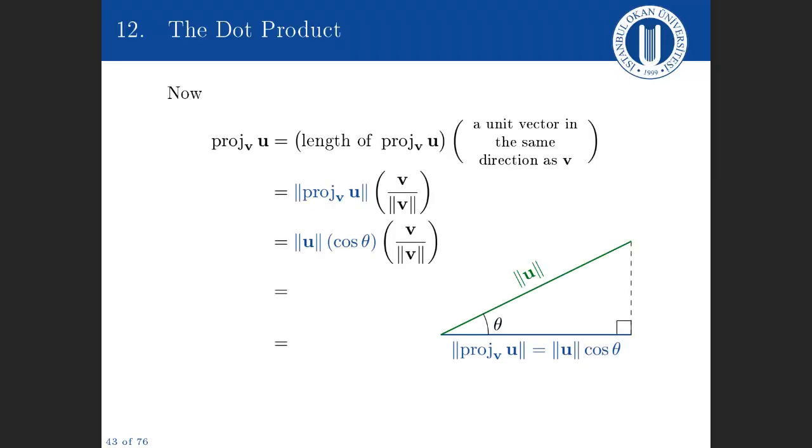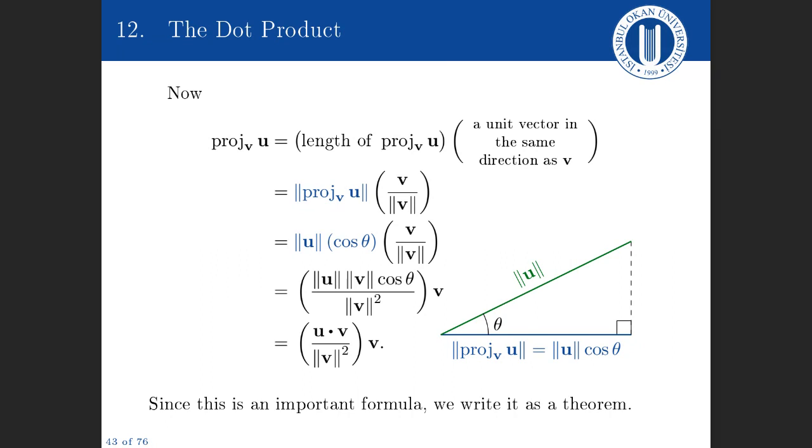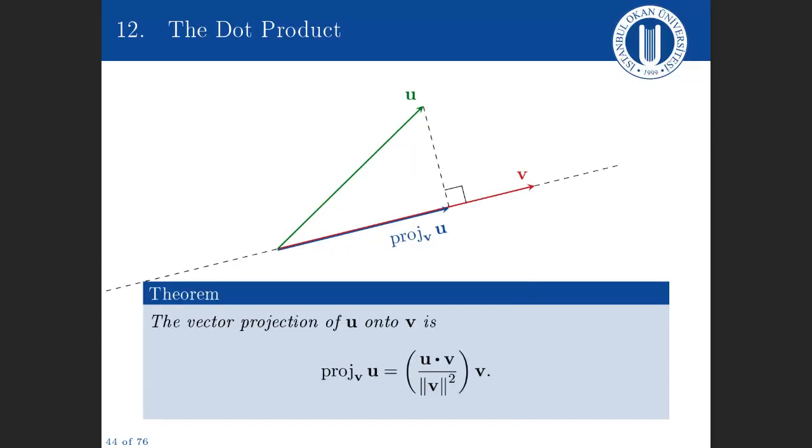So put this in. And then write it like this. I want to write it as norm of v cos theta divided by norm of v squared multiplied by v. Why did I write it like this? Because we know what this thing on the top is. We know what norm of v cos theta is. This is just u dot v. This is an important formula, so I'm going to write this as a theorem. The vector projection of u onto v, the blue vector, is given by u dot v divided by norm of v squared multiplied by v.